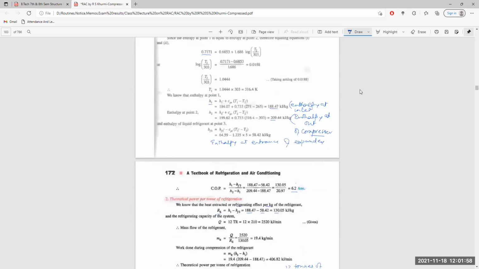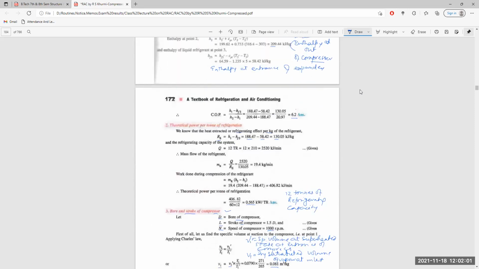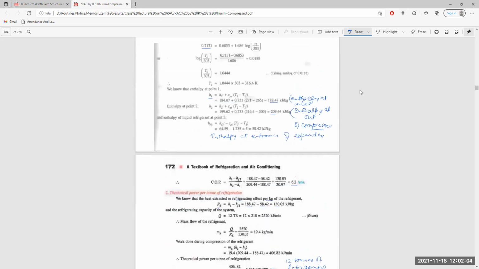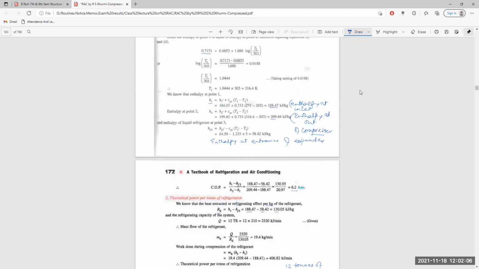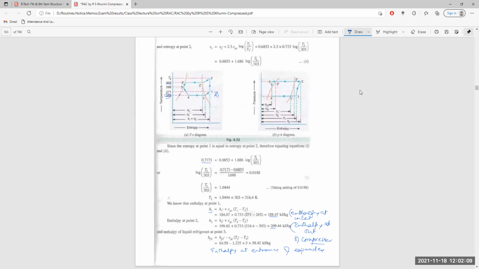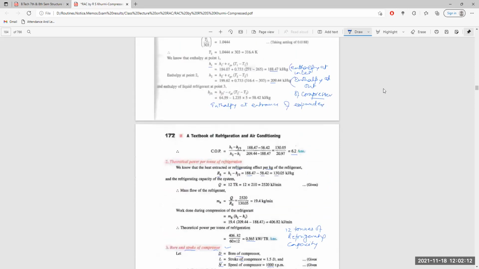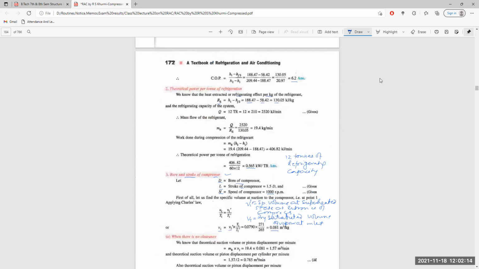V1 is the specific volume of superheated vapor at the entrance of the compressor, and V1 dash is the specific volume of the saturated vapor at the evaporator itself.